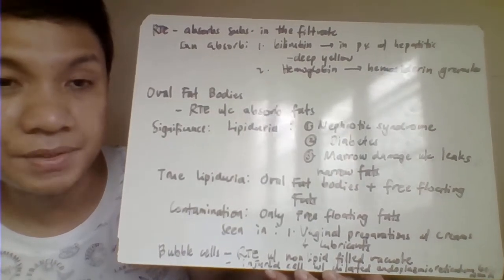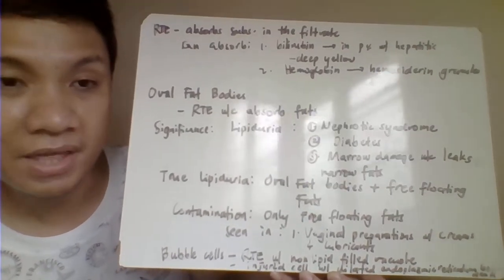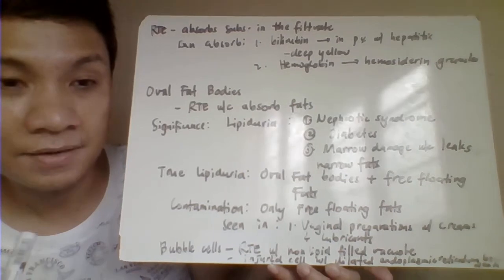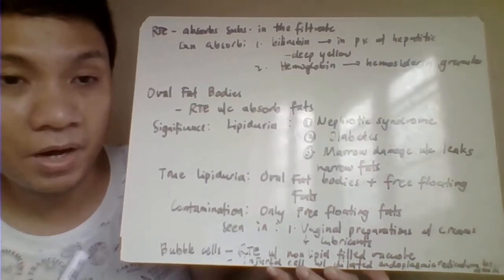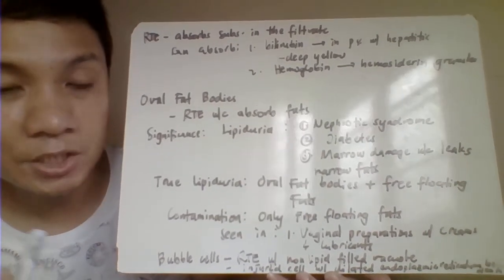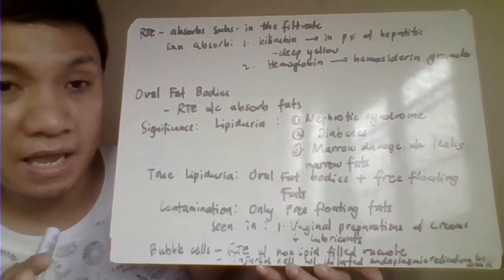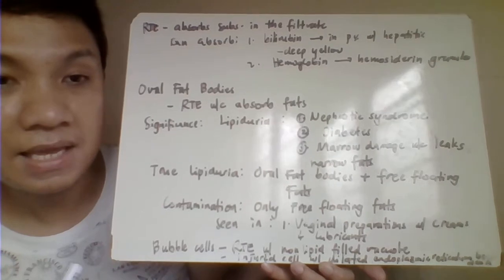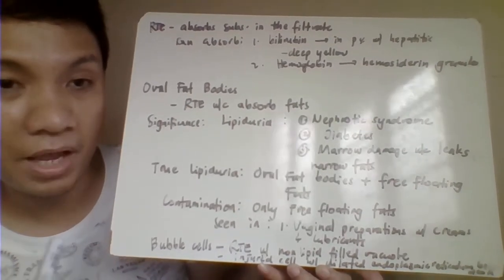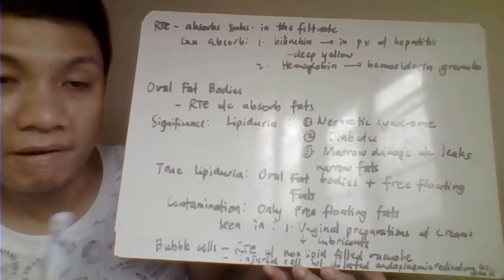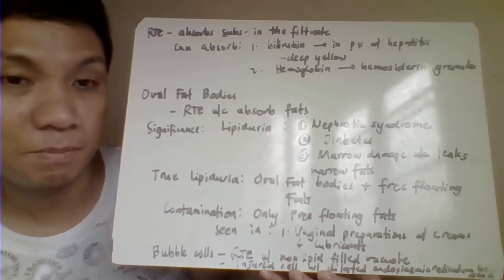Again, for the squamous epithelial tissue, our reporting is semi-quantitative per LPF. Transitional is semi-quantitative per HPF. Your RTE is average number per HPF. Your oval fat body is also average number per HPF.